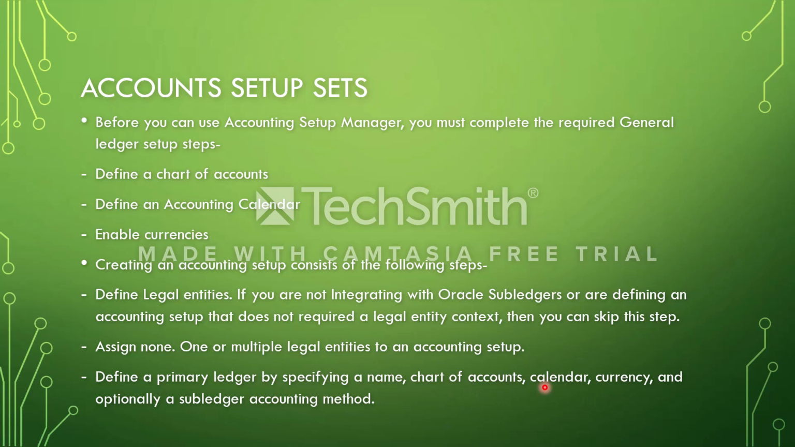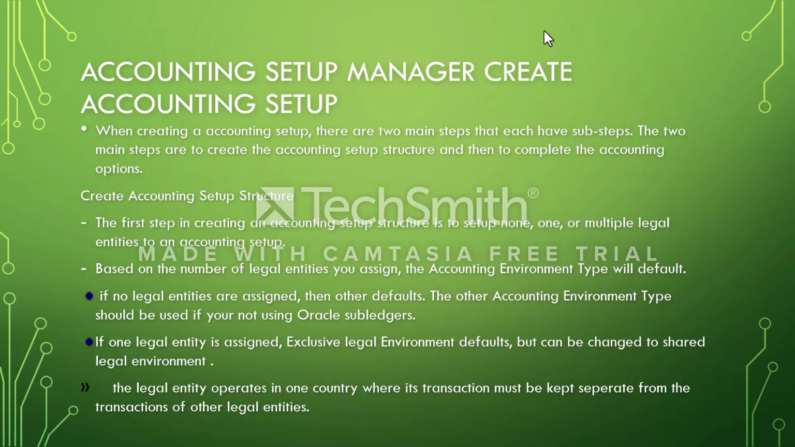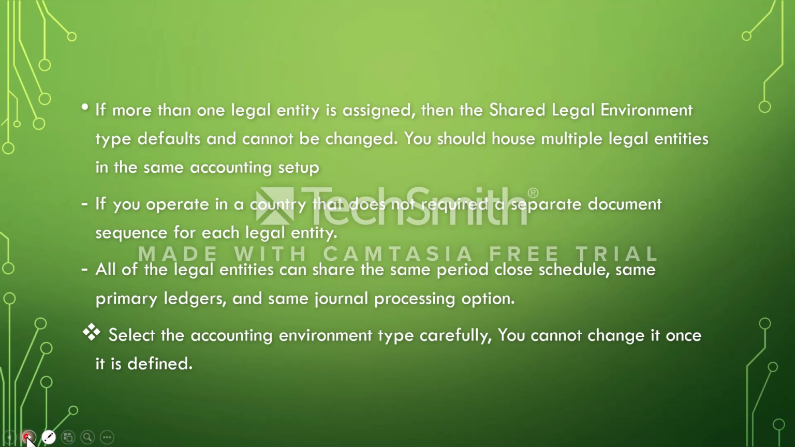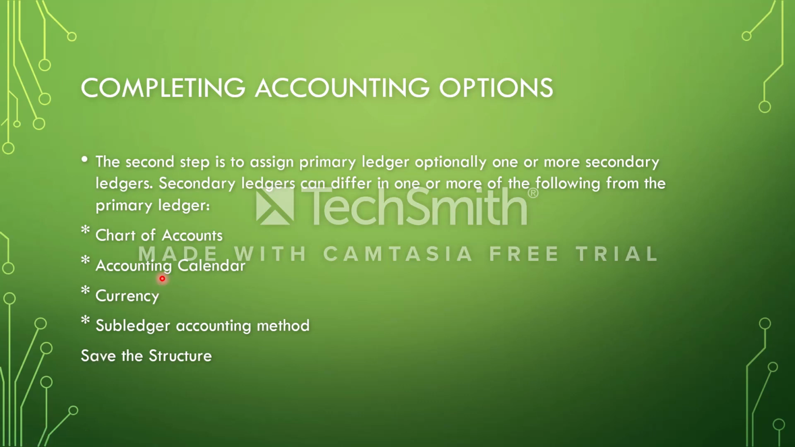So the 4Cs concept comes into place here. The detailed steps are given here. We'll create it in the practical, so you can cross-check this at that time, how we are doing it. Yes, these are the generic points. We can cover it in detail. Wherever the 4Cs come, you have to create and save it: chart of accounts, calendar, currency, subledger accounting method.